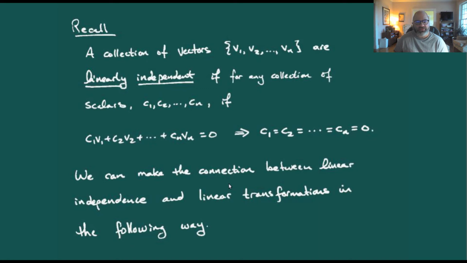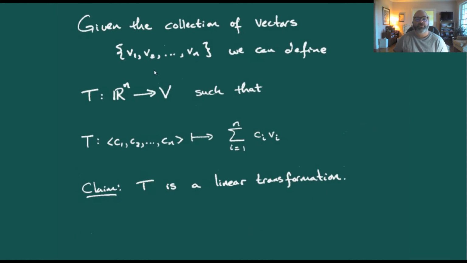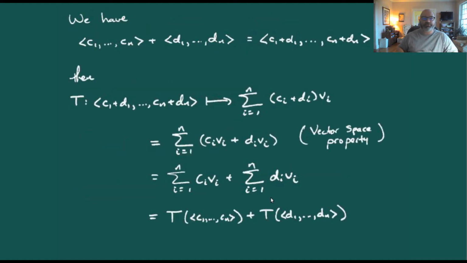Now, we can make the connection between linear independence and linear transformations in the following way. We take our collection of vectors v1 up to vn, and we define a function T from n-dimensional real space into our vector space V, such that T of the vector (c1, c2, up to cn) is sent to the linear combination of c_i v_i. And we claim that this is a linear transformation.